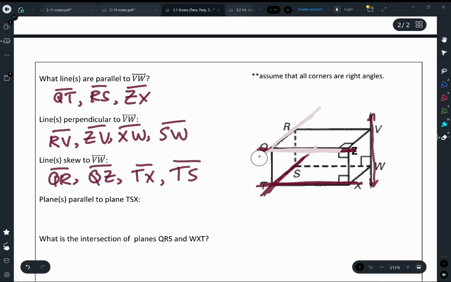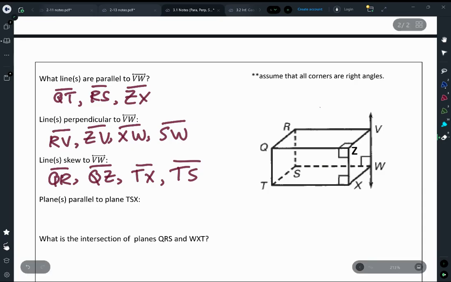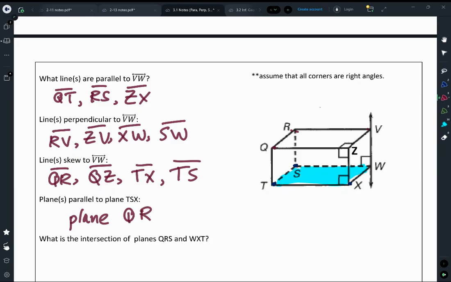All right, next one is asking us for planes parallel to plane TSX. So let's see, T is here, and then S, and then X. So when we say plane, we're talking about the bottom side on this box. So that's the plane, and we want to know planes parallel to that. Well, the plane parallel to that is going to be the top of the box. So I just need to write the word plane down, and then 3 of the points on that plane. So you could pick QRV, you could pick QRZ, you could pick whatever 3 points on the top of that. So I'm going to say QRV.